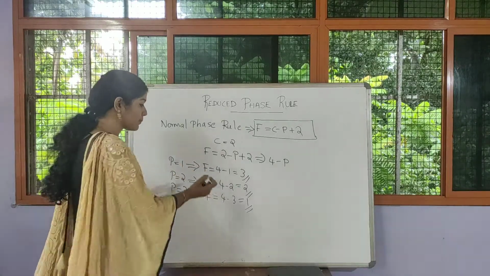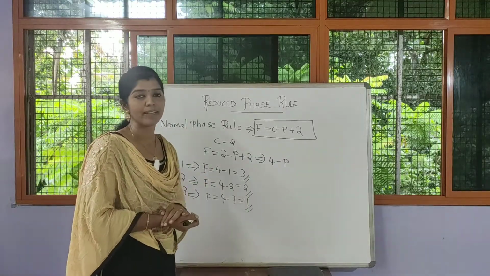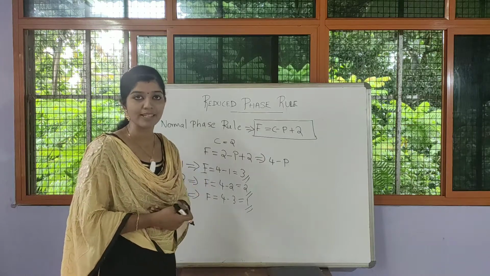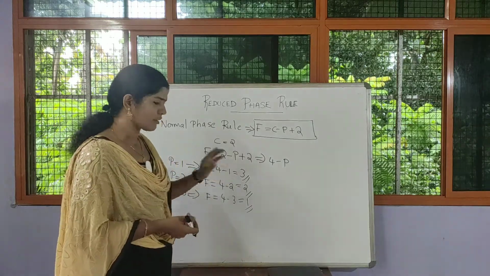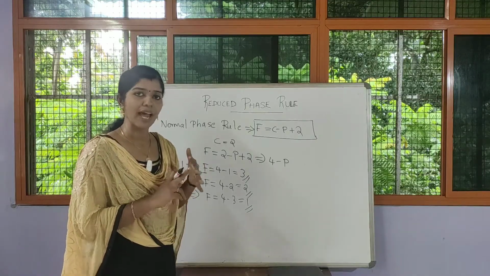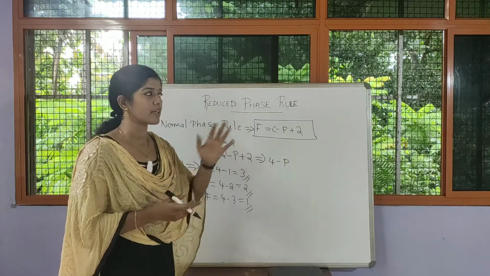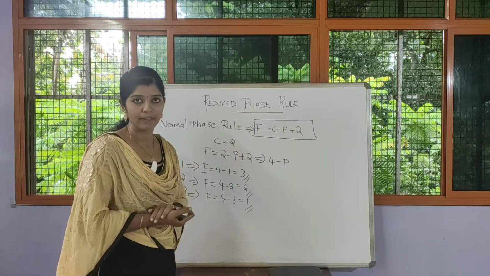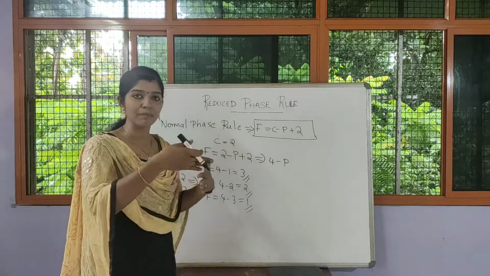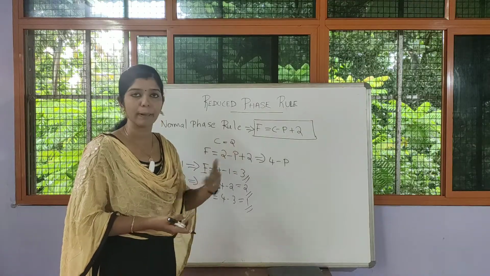So what is f? F is the number of degrees of freedom, that is the number of independent variables required for defining a system. So when f is 3, you need to have temperature, pressure and composition for describing a system. So you can't represent your phase diagram on a paper. Why? Because 3 variables are there, so it will be a 3-dimensional diagram, and we can't represent it on a board or a paper.